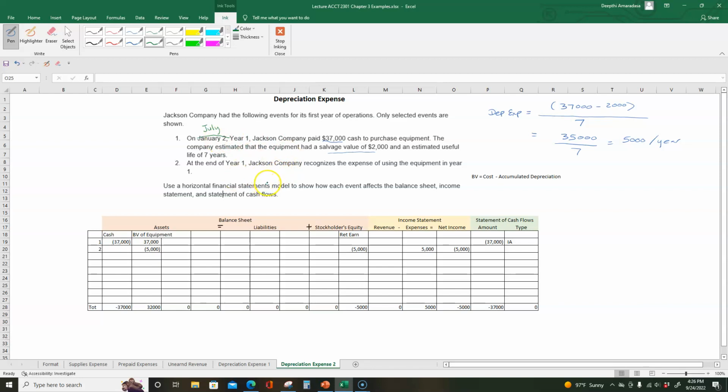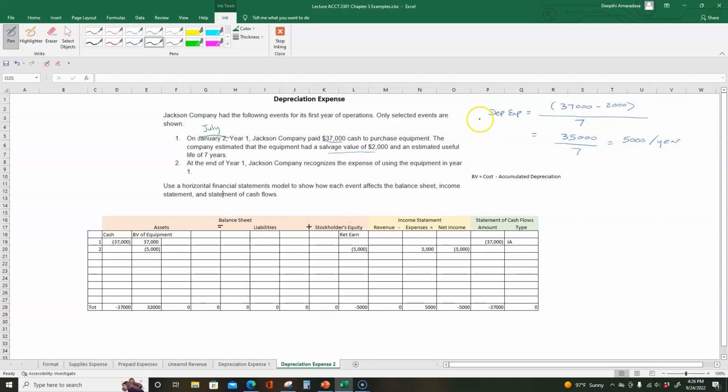What would change? What would change is the depreciation amount. Instead of the whole year, we only owned the asset for part of the year. How much is part of the year? 6 months. If you calculate from July to December, it's all of July, August, September, October, November, December. That's 6 months. So how do we calculate the depreciation expense? We do it the same way.